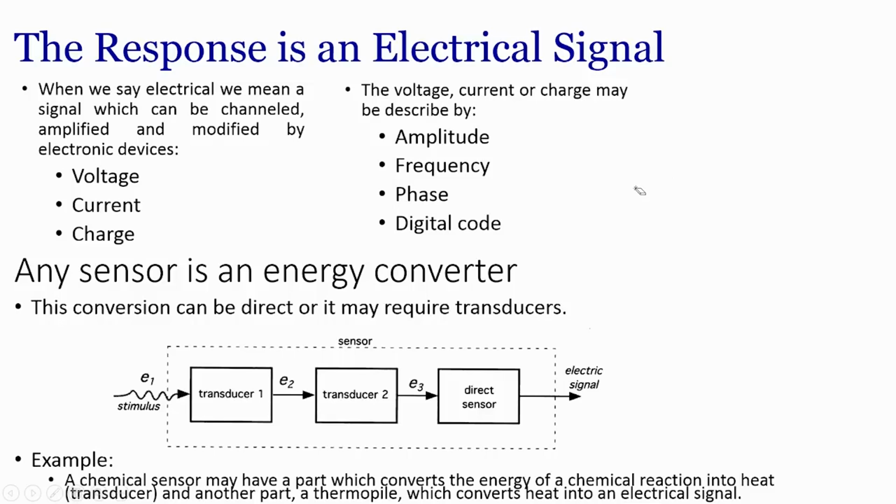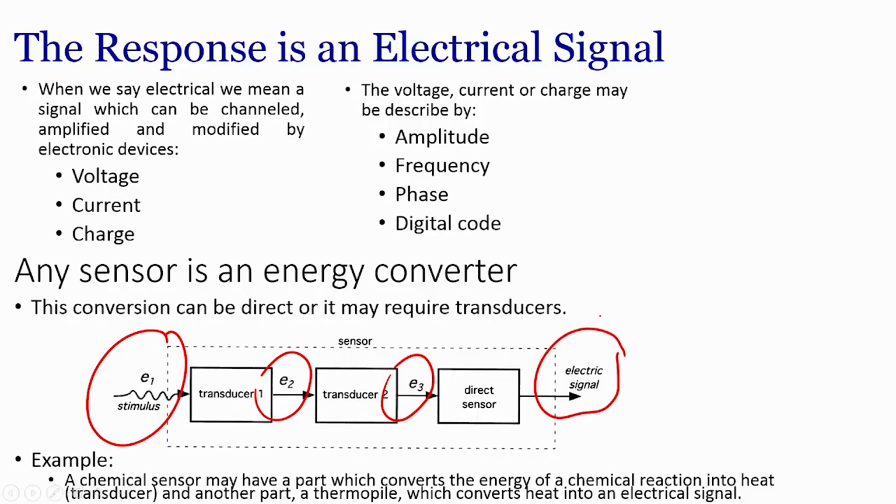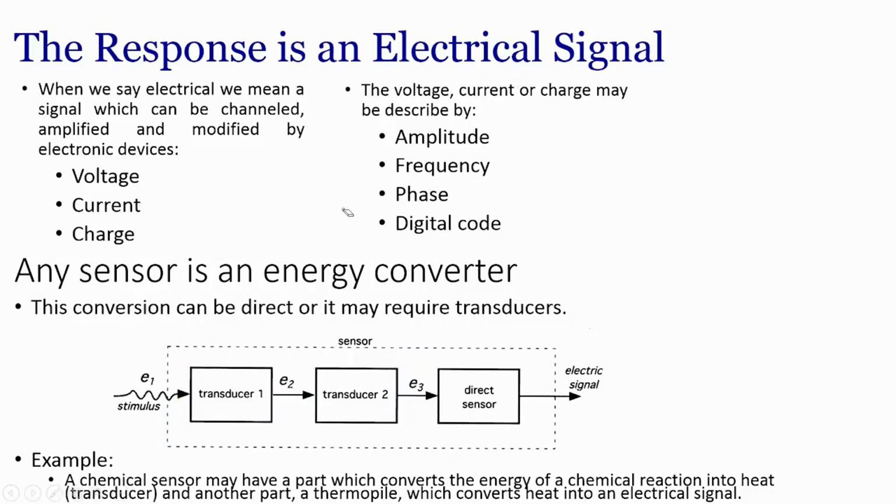Any sensor is an energy converter. We have seen that this conversion can be direct, or it may require transducers. For example, if you have a stimulus E1, it can go through transducer 1, then we get E2, then you have transducer 2, you get E3, then you have a direct sensor, and then finally you have an electrical signal. So, for example, a chemical sensor may have a part which converts the energy of a chemical reaction into heat, that is a transducer, and another part, a thermopile, which converts heat into an electrical signal. Thus the sensor works. So, it can be multiple transducers embedded into one particular block.